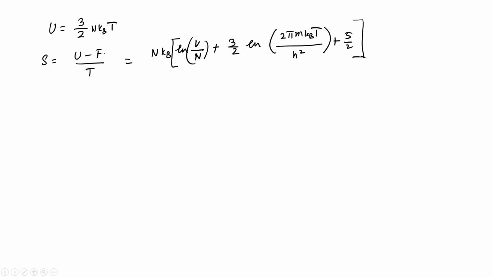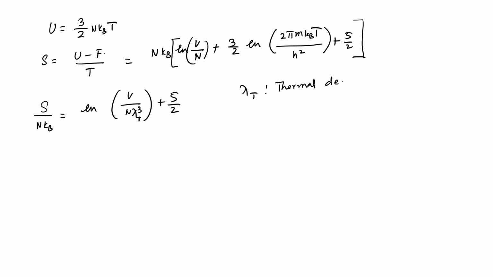So, this is the formula for that, and then S over N k, where N k is often written as R, the universal gas constant, is equal to V over N lambda cube plus 5 by 2, and we just write it as lambda_T, where lambda_T is called the thermal de Broglie wavelength. And this has a form which is given by h over root of 2 pi m k T. Okay. And this will play some role in distinguishing classical stat mech from quantum stat mech, and we will come to that in just a while.